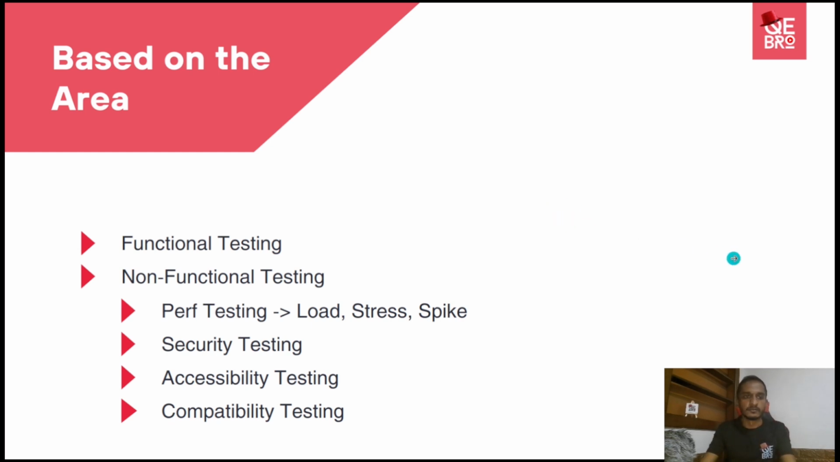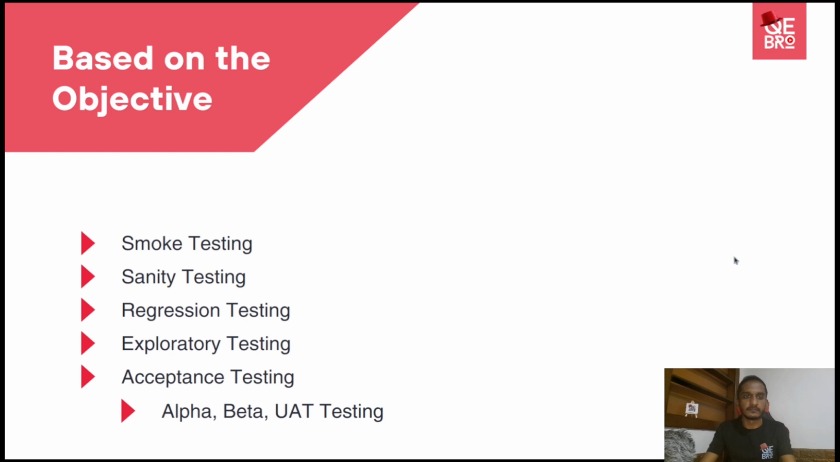Now let's go to the other categorization where we have categorized the testing types based on the objective. The objective of testing is always to find defects, but this is at different levels. The objective will be different. So under that we have smoke testing, sanity, regression, exploratory, acceptance. Likewise, there are different types.